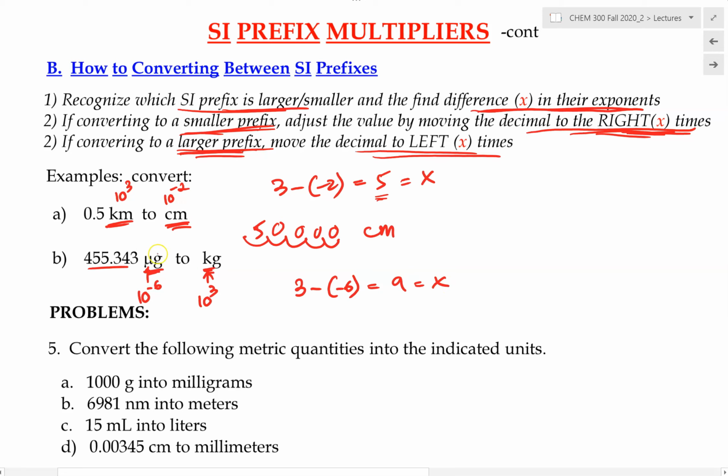And then we are converting from something that is smaller to something that is bigger. So again, going from smaller to bigger. And so therefore we have to now reduce the value, right? Because if we want our prefix to be larger, we now have to reduce this decimal part right here, or the value itself. And we have to now move the decimal to the left 9 times. So therefore this becomes the following.